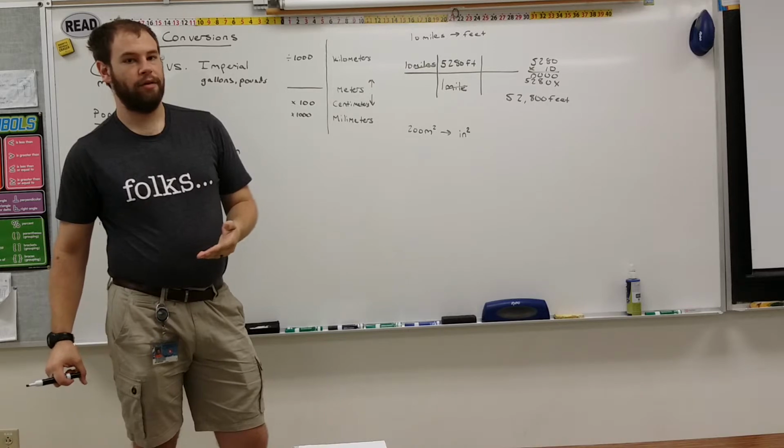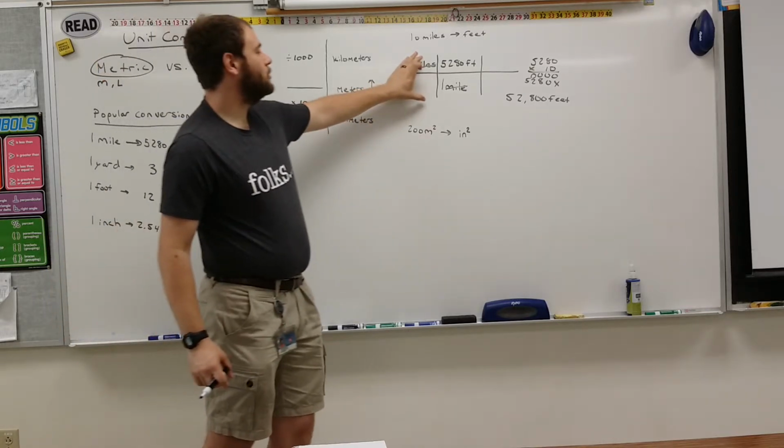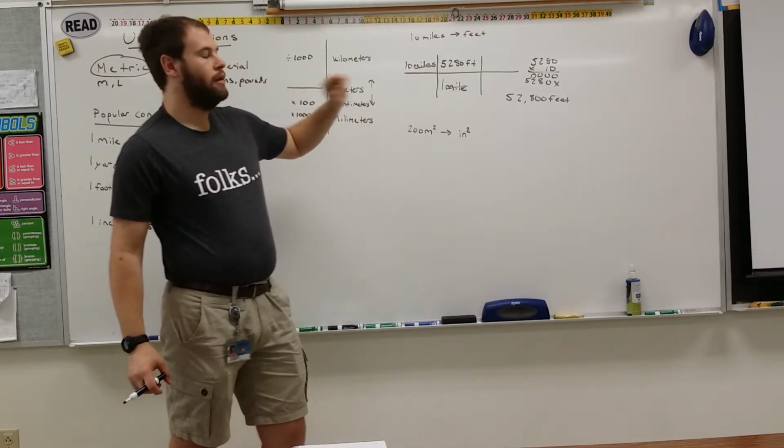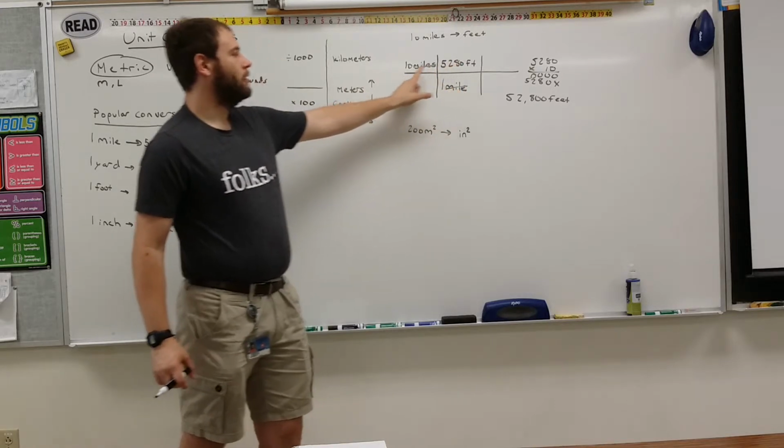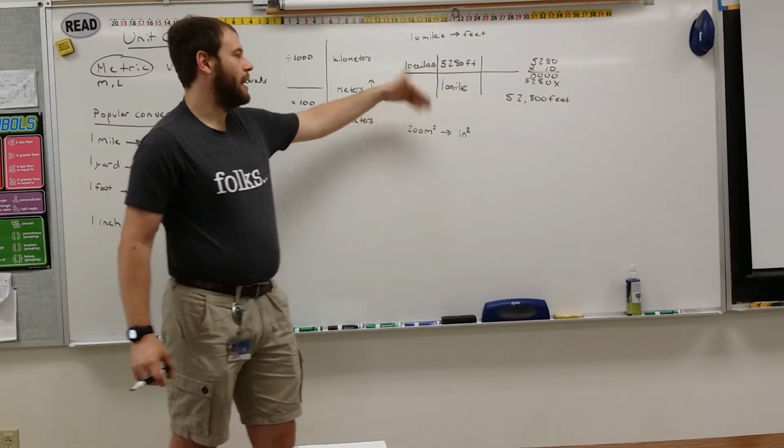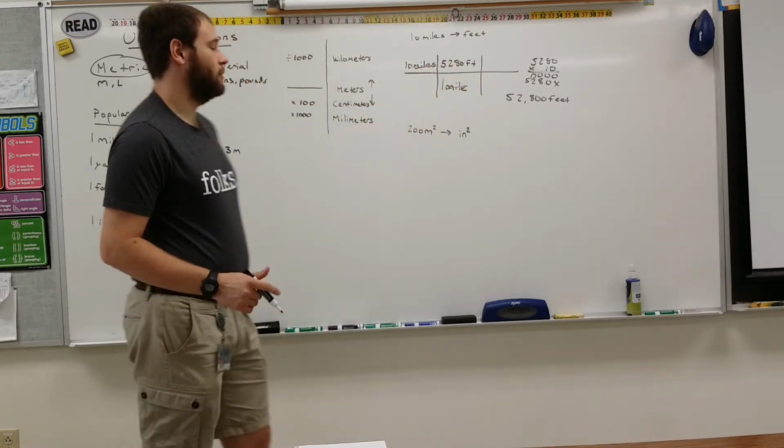What's nice about the table is sometimes you have to either multiply or divide when you're converting units, and this table allows you to know whether you're multiplying or dividing. If the numbers are on the same level, you multiply them. If they're not, you divide them. So that makes it much simpler.